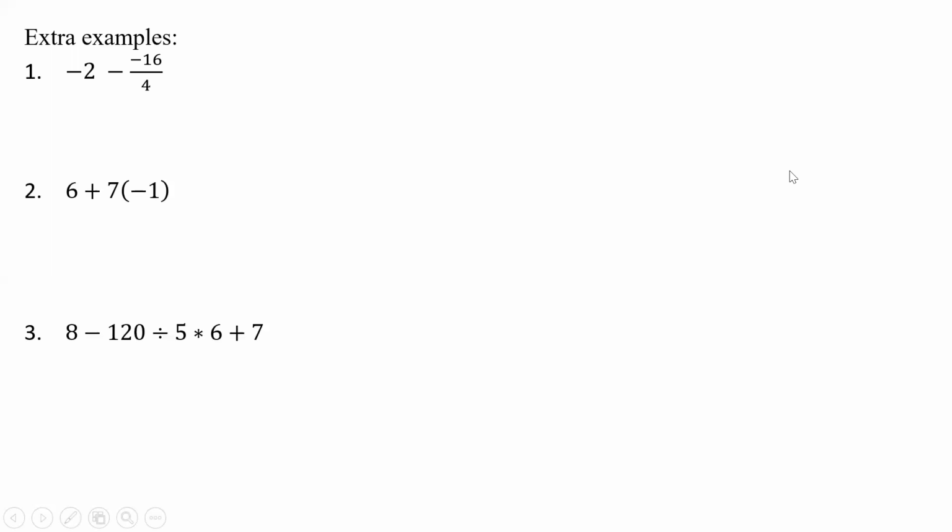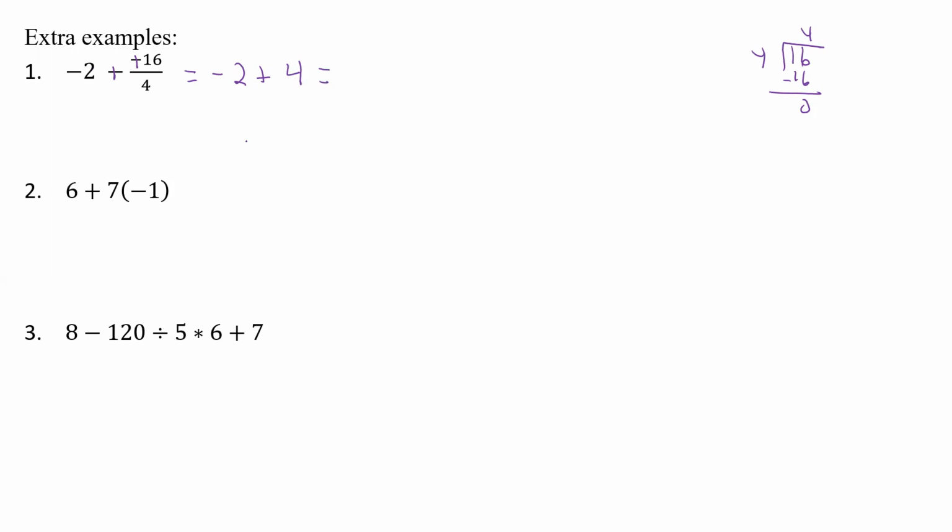All right, so here we are taking -2 minus -16 over 4. Well, minus the minus, so we can already take care of that, and that becomes plus. And so now we have -2 plus, well, what's 16 divided by 4? Well, 4 times 4 is 16. We subtract that, we get 0, so that's -2 plus 4.